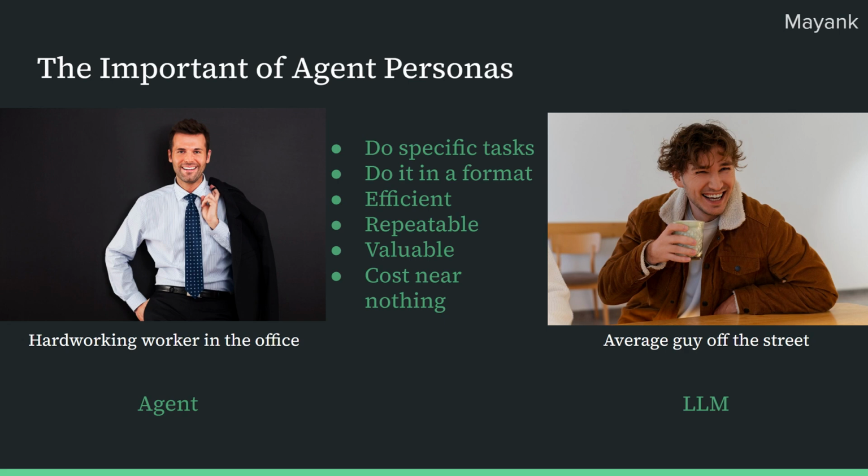Say you take an average guy off the street to do a task for a company, and you also take a worker from an office in the company. The worker is always going to do a better job than the average guy off the street because he knows exactly what to do and how well to do it. That's the difference between a properly trained AI agent and a normal AI program.